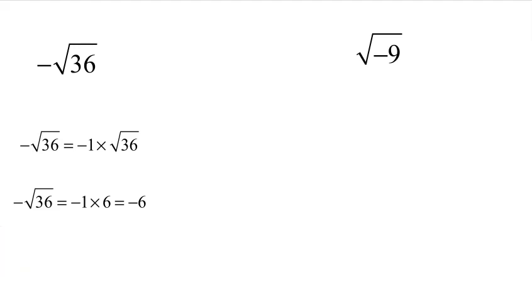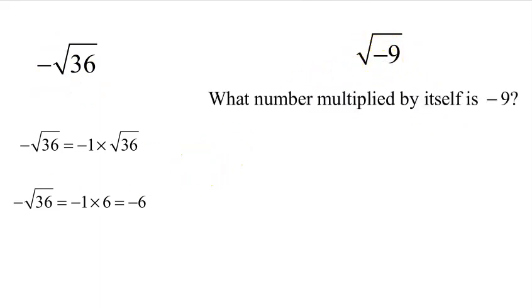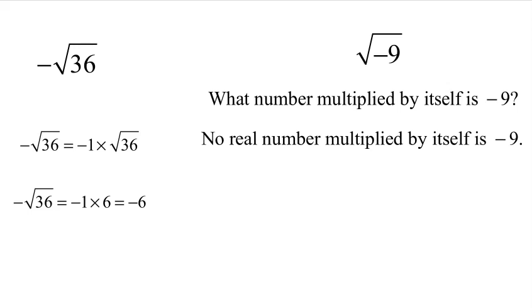But if instead I put the minus sign inside, so I have the square root of negative 9, look at how these two problems are different. Square root on the outside versus square root on the inside. What do I ask myself here? What number multiplied by itself is negative 9? 3 times 3 is not negative 9. Negative 3 times negative 3 is not negative 9. There is no real number multiplied by itself that gives us negative 9. So we do not have a real number answer to the square root of negative 9.